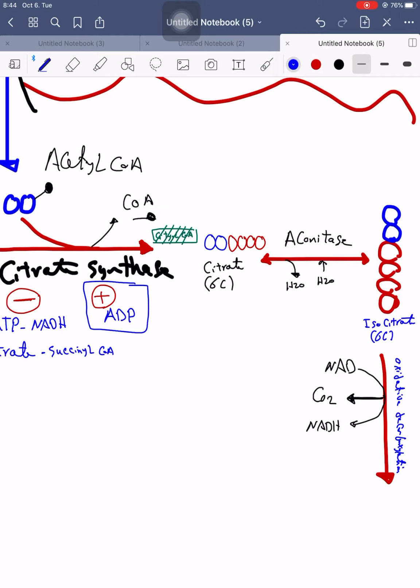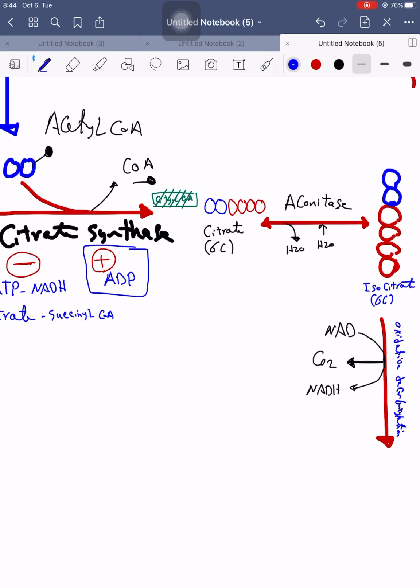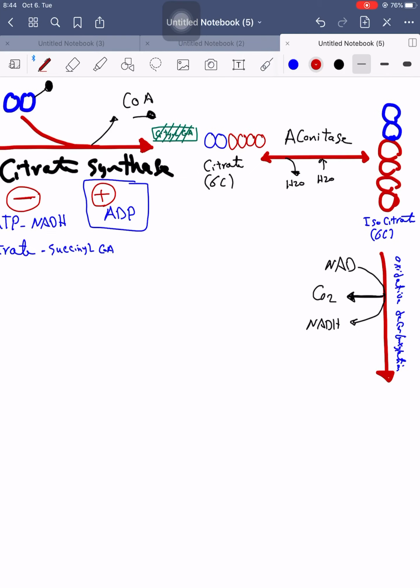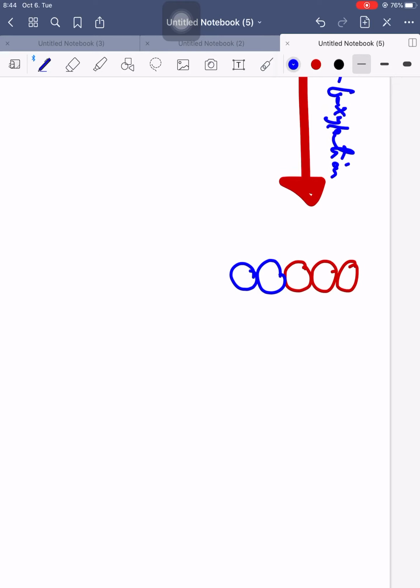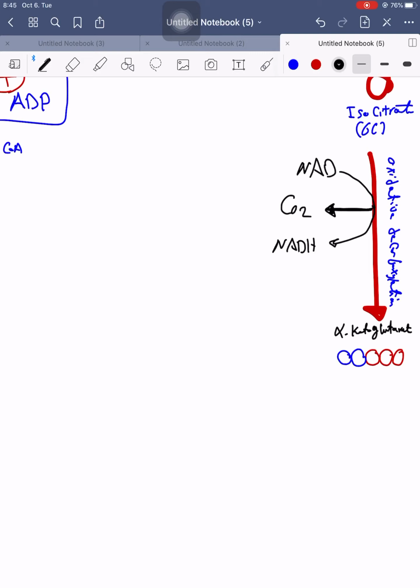This oxidative decarboxylation will produce what, guys? From isocitrate, it will produce a specific molecule. How many carbon is that molecule, guys? It is 5 carbon. So I'm losing 1 carbon. So I will have 1, 2, 3, 4, 5. This is called alpha ketoglutarate. So now we have the 5 carbon molecule alpha ketoglutarate.